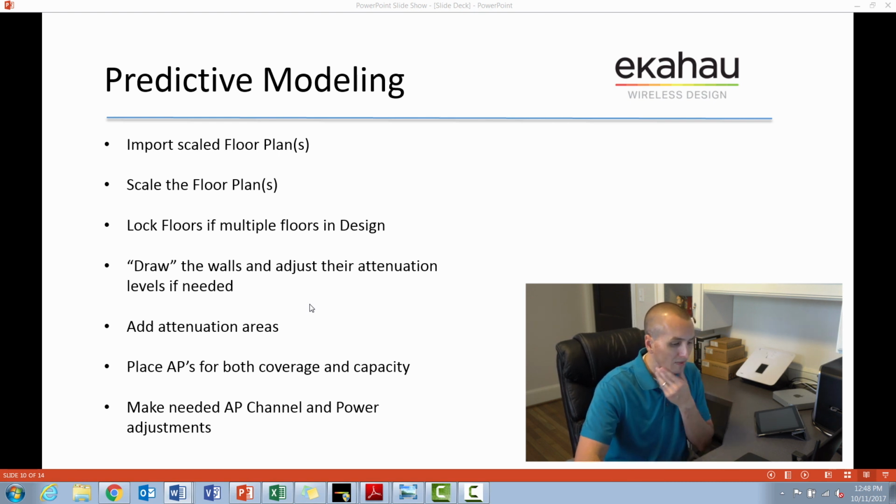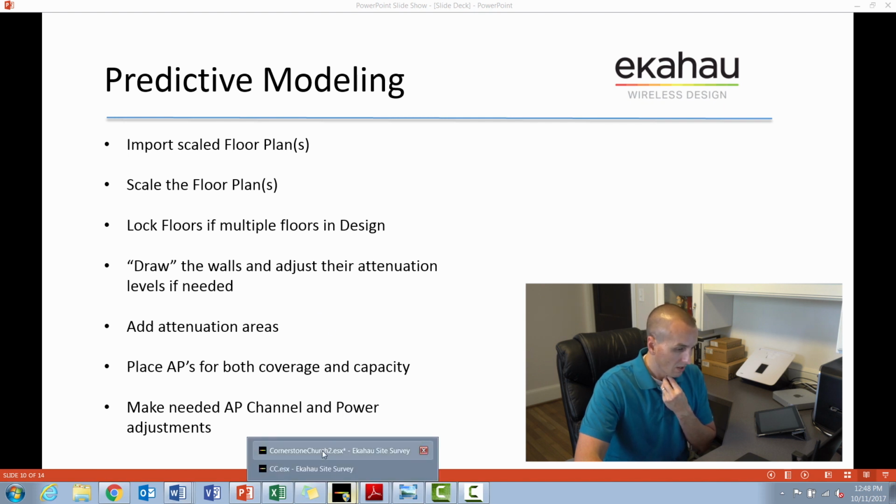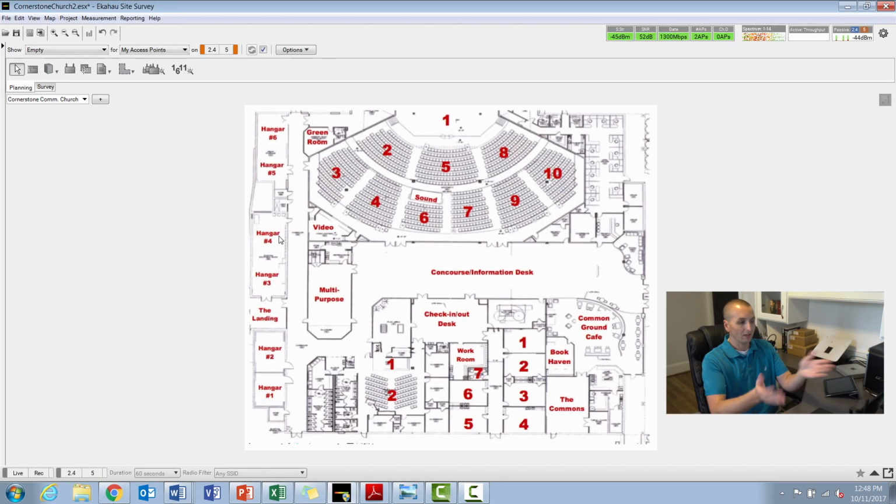So let me bring up Ekahau. And this is a blank slate. What I'm going to be doing is layering on the different pieces as we talked about it. Obviously the first thing we did, we imported the scaled floor plan, which is what you see here. This is the scaled floor plan. The first thing we would do is scale that floor plan.